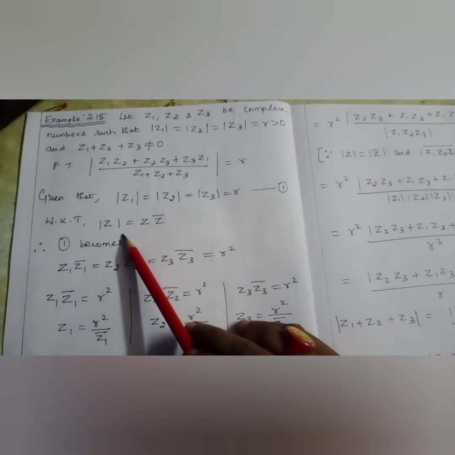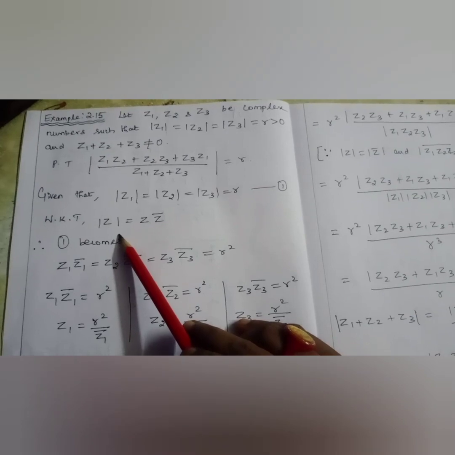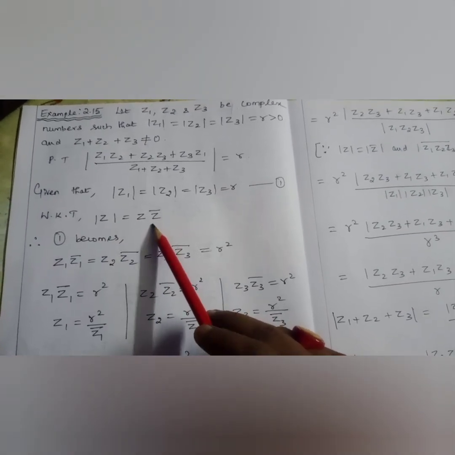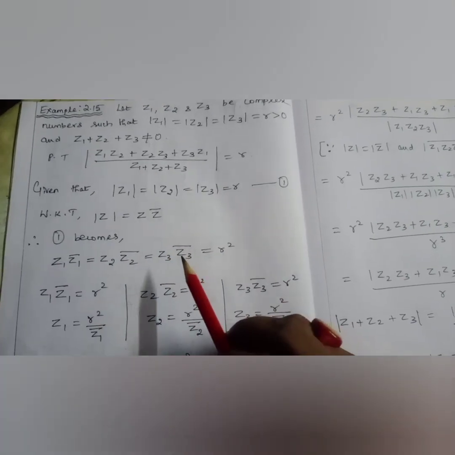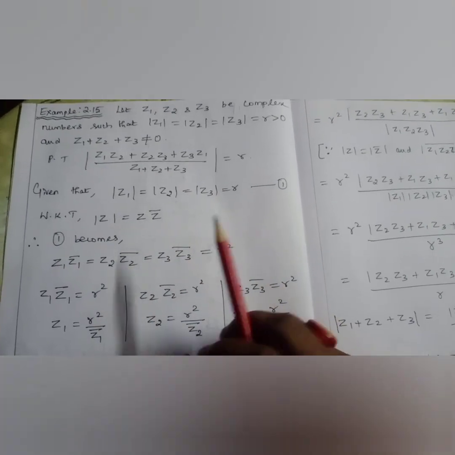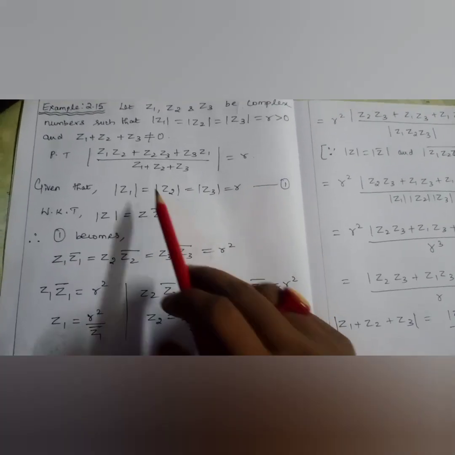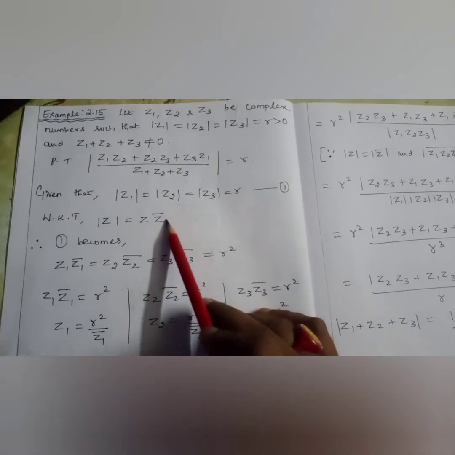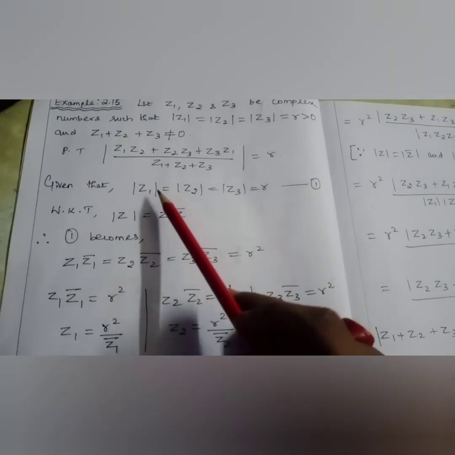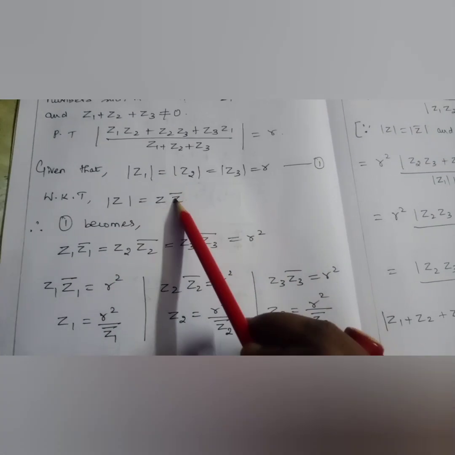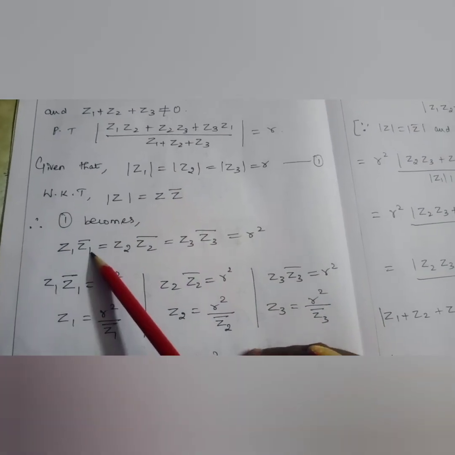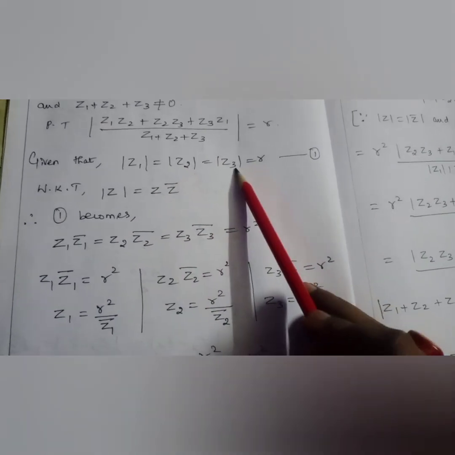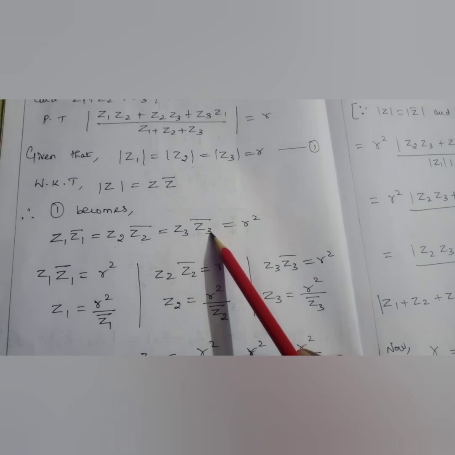We know one of the properties of the modulus of a complex number: modulus z squared can be written as z into z bar. You can check this by assigning z to be any complex number. You can take z as 1 plus 2i and check whether this is satisfied or not. For any complex number this will be satisfied. Now 1 becomes, in the place of mod z1 I can write z1 z1 bar. Similarly in the place of mod z2 I can write z2 z2 bar, and in the place of mod z3 I can write z3 z3 bar.